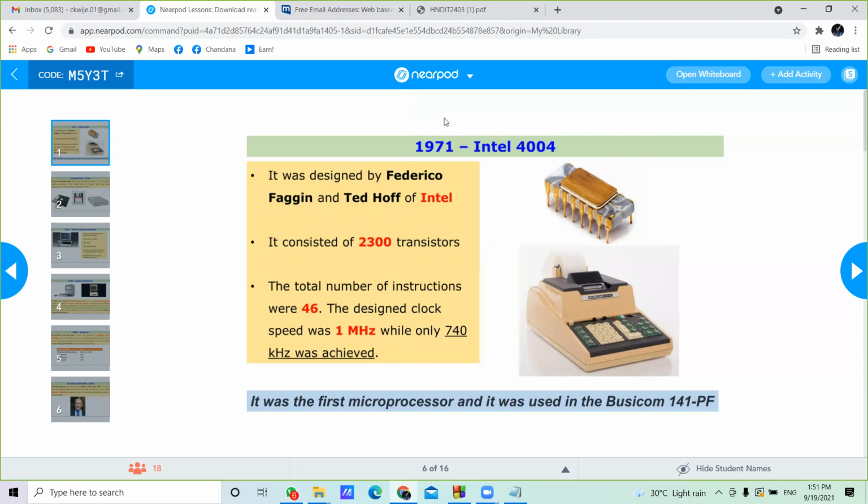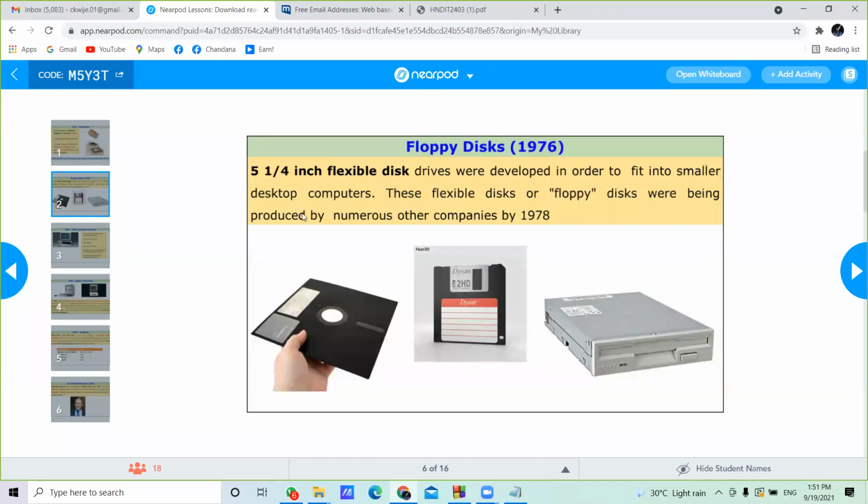I think there is enough time to take down the short notes. Then see another important milestone. I think all of you are familiar with this device. Floppy disk. In 1976 they first invented this floppy disk.